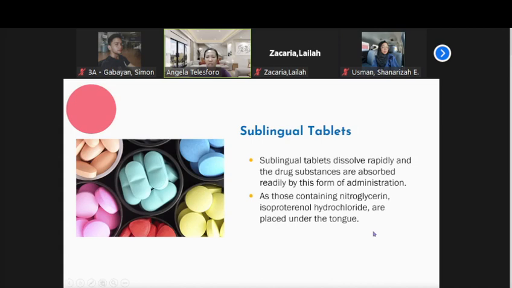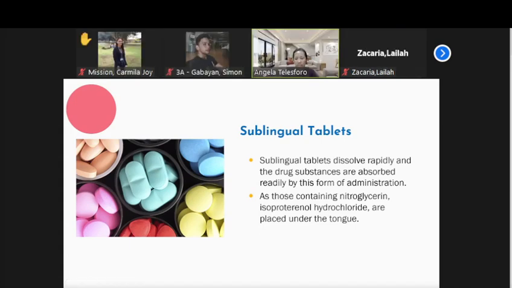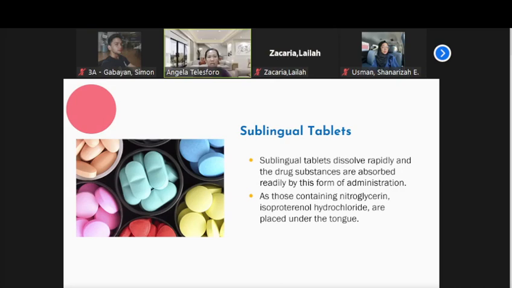So sublingual dissolve rapidly and the drug substance are absorbed readily by this form of administration. As those containing nitroglycerin are placed under the tongue. So sublingual, under the tongue. Okay, so the purpose of this is for rapid absorption because the patient needs the drug right away. Okay. Ano ang nababypass ng sublingual administration? Ano ang nababypass ng sublingual administration?